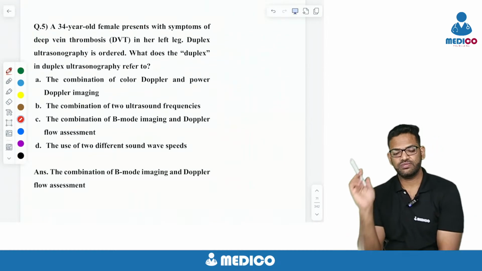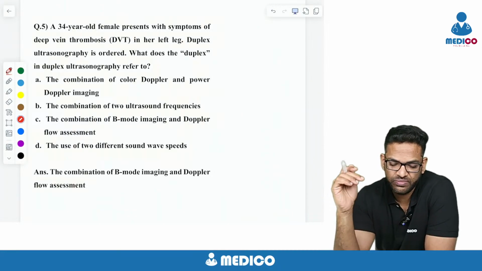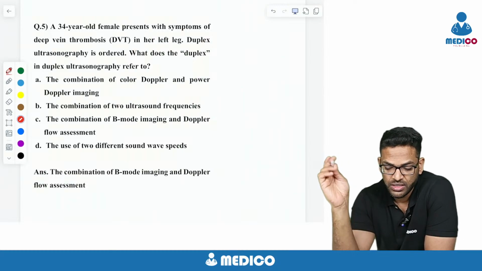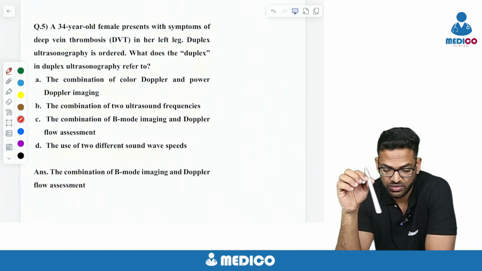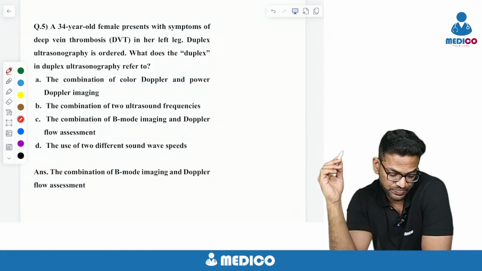Now, next is question 5. A 34-year-old female presents with symptoms of deep vein thrombosis in her left leg. Duplex ultrasound is ordered. What does duplex in duplex ultrasonography refer to?